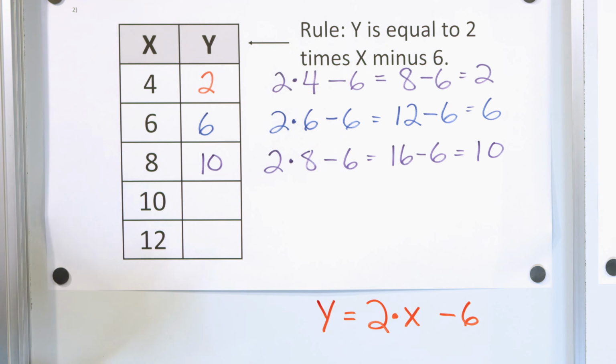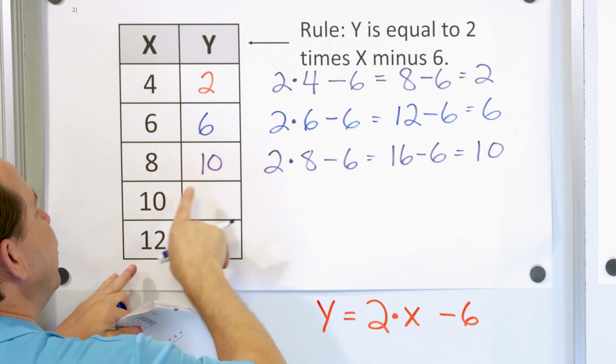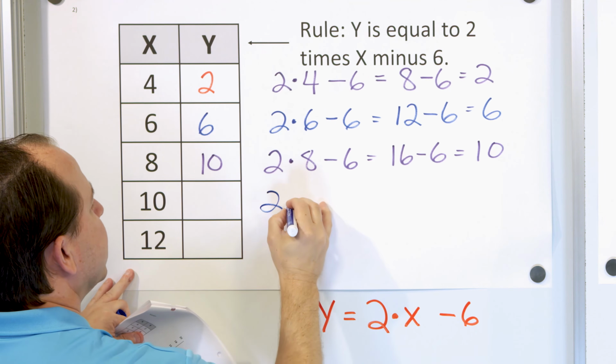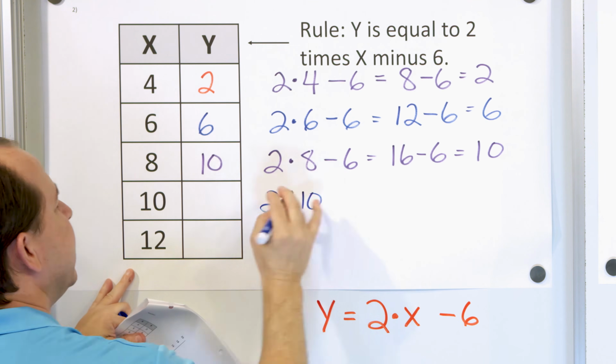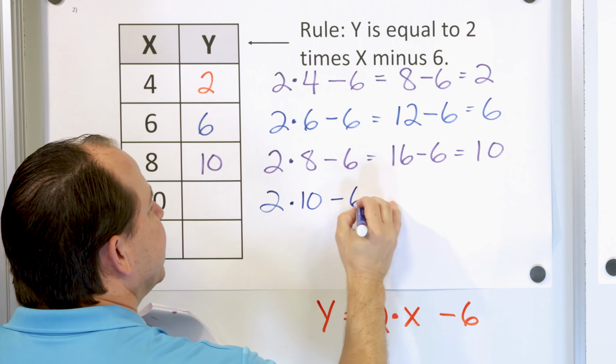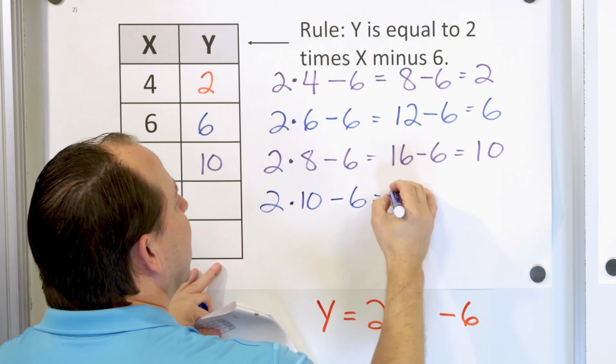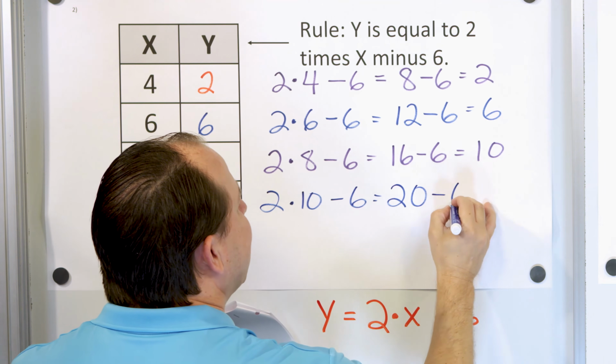All right, next we have, let me just double check myself. Next, we have 2 times whatever x is. 2 times x, in this case, is 10. Still have to subtract 6. 2 times 10 is what? 20. Then we subtract the 6.